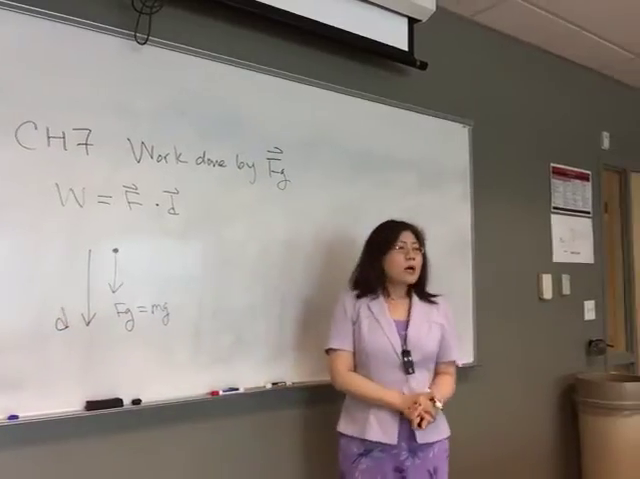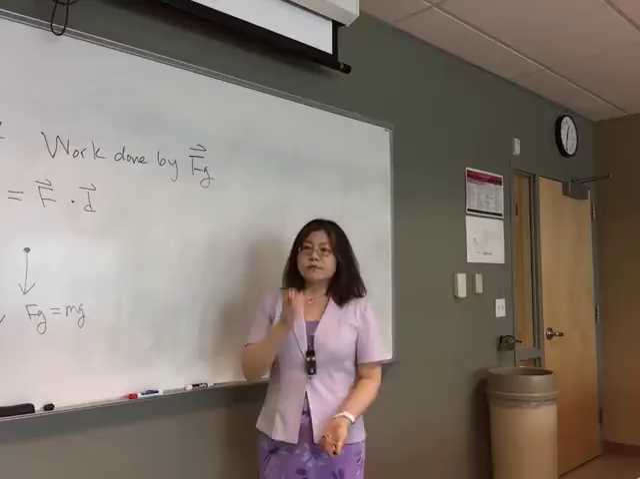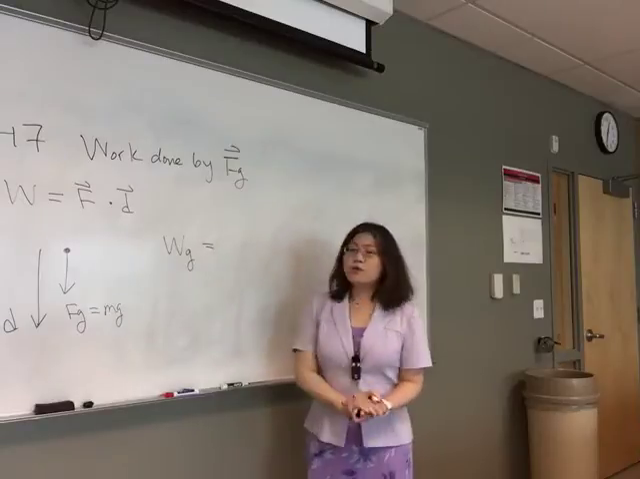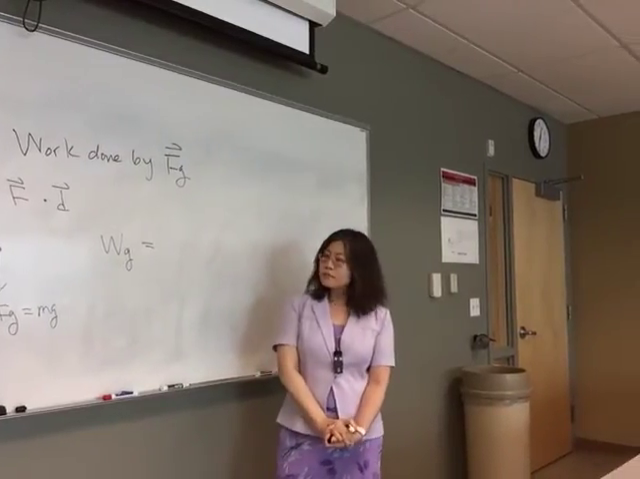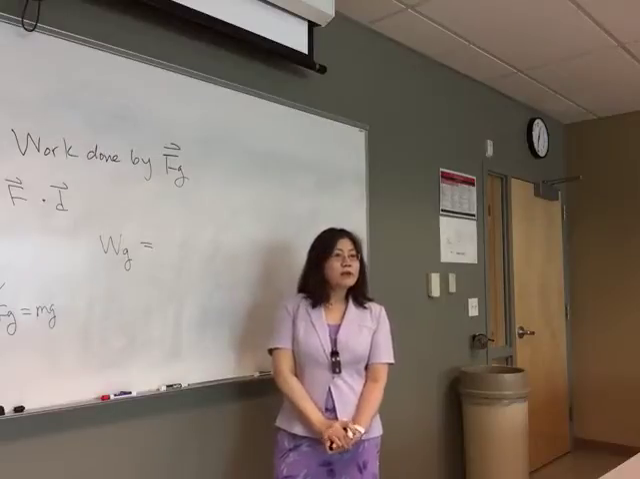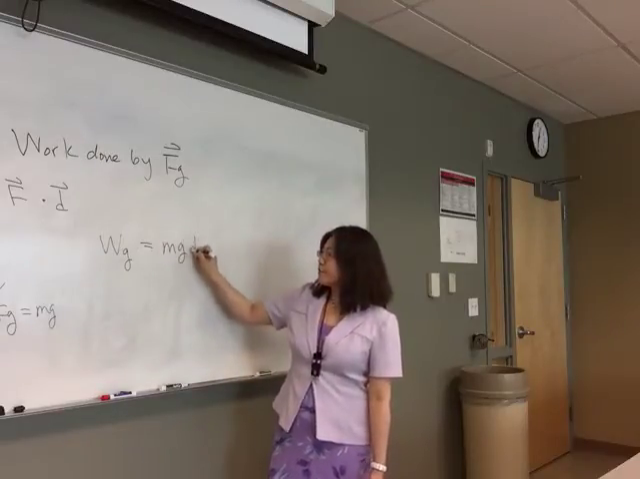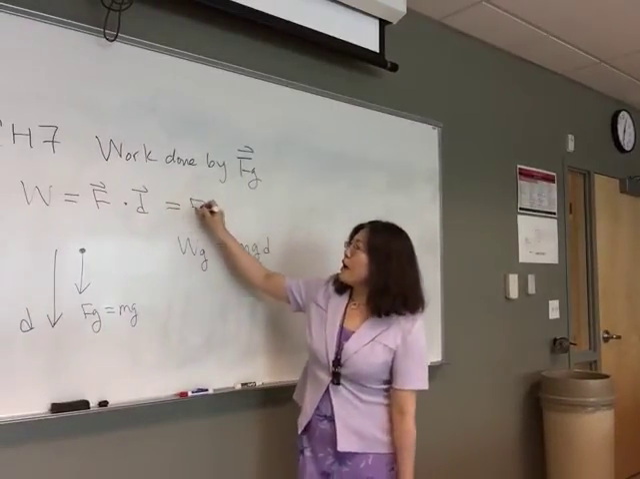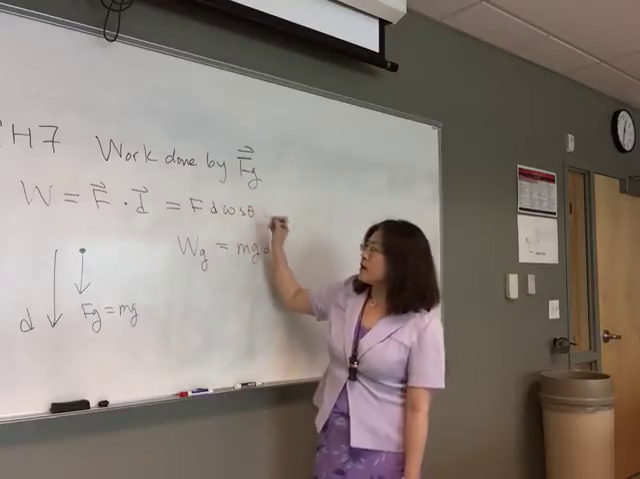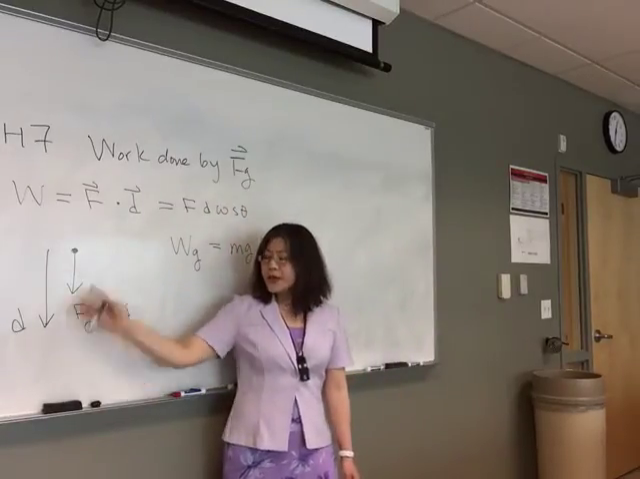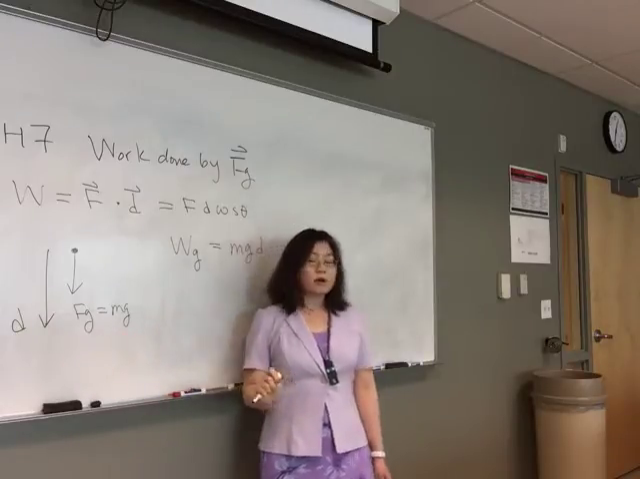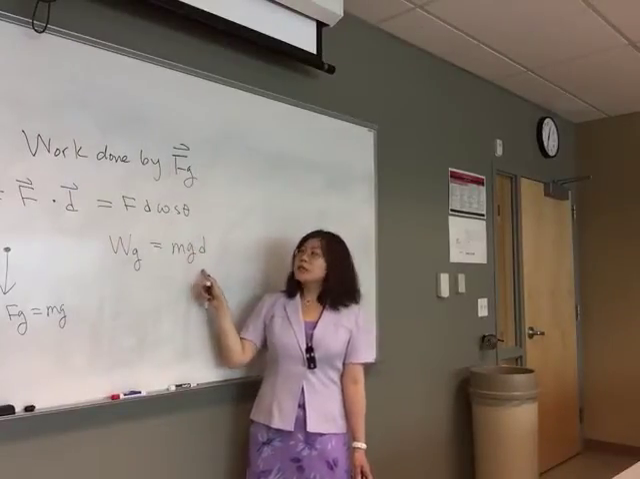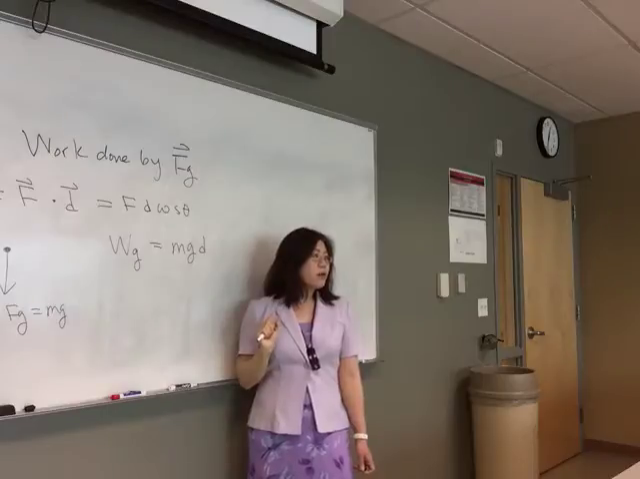So in that case, how much work is done by gravitational force? We call that Wg. How much work is done by gravitational force? mgd, right? Why is it mgd? Because this is your F times d, and then times cosine of the angle between them. What is the angle between the displacement and the gravitational force? That's 0. So when you plug into this equation, your F is mg, and you have your d, so you have mgd, and then cosine of 0 gives you 1.